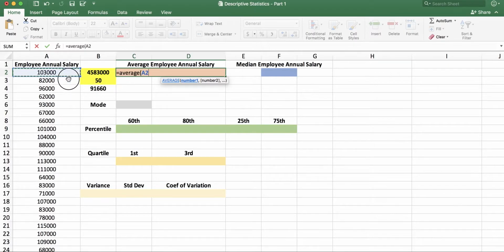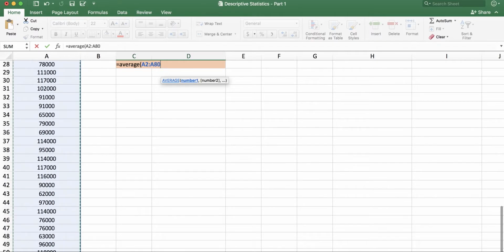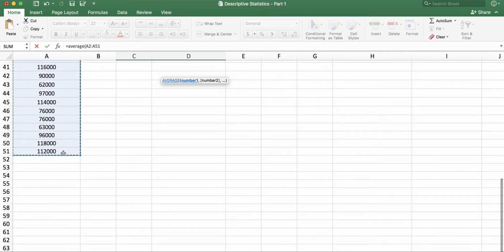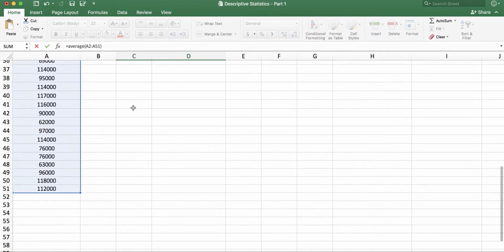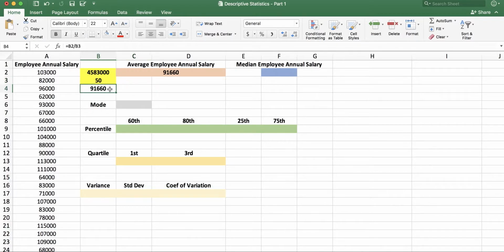What I'm going to do is enter my data set, A2 up to A51, and this function will give me the mean, which is equal to what we found earlier. So this is a shorter way. You can use the average function on Excel, and that will give you the mean of the data set as well.